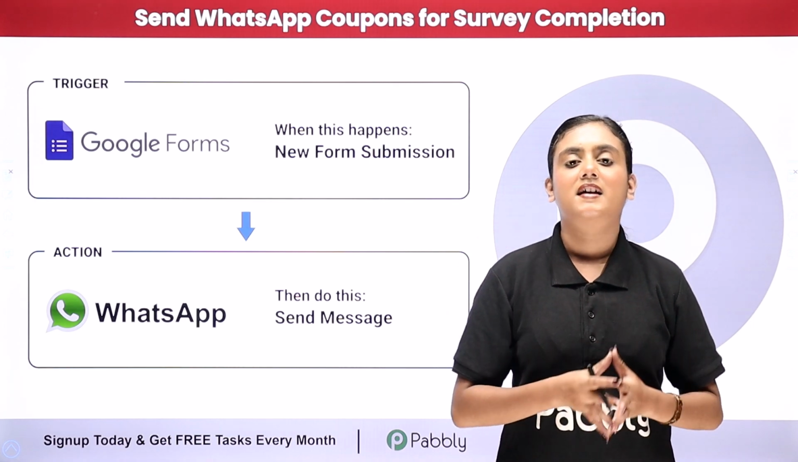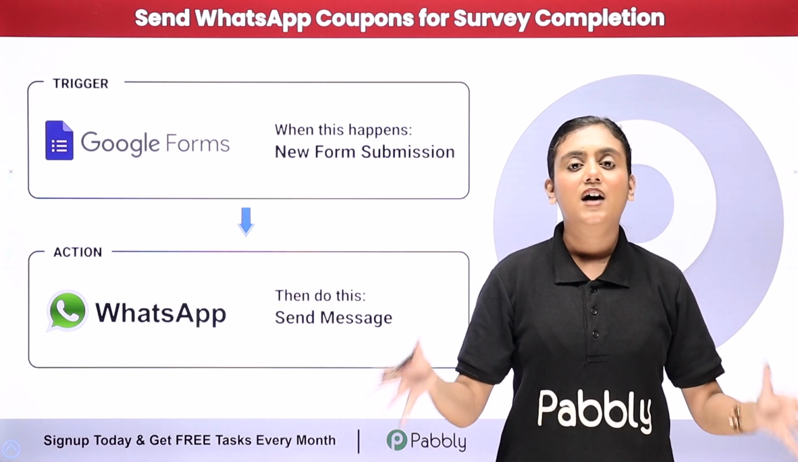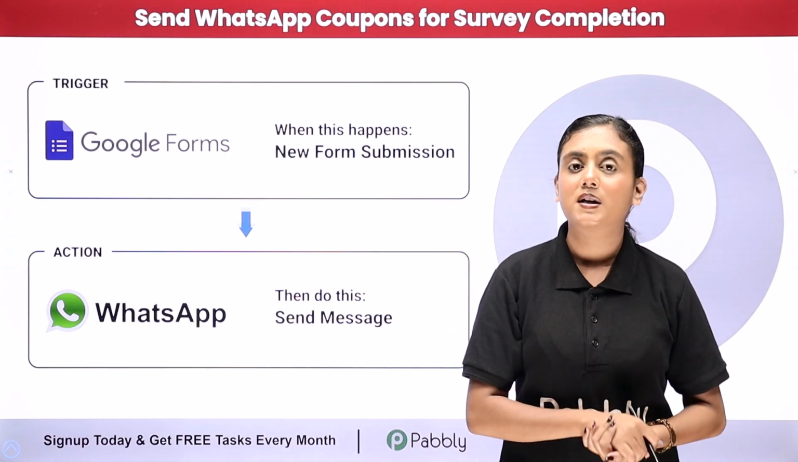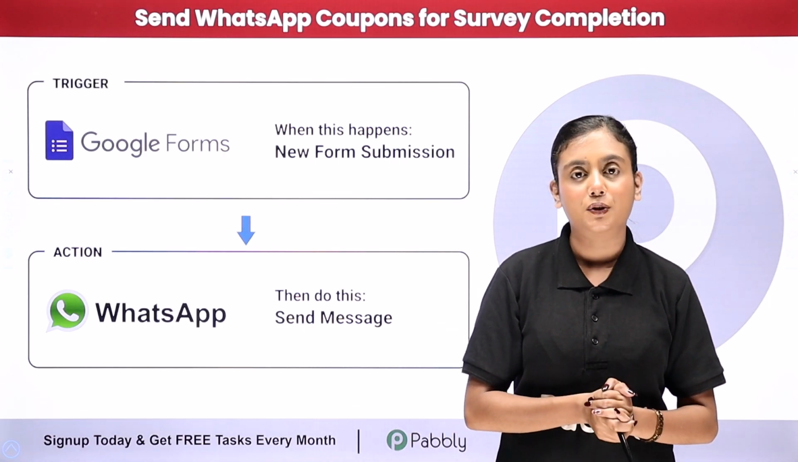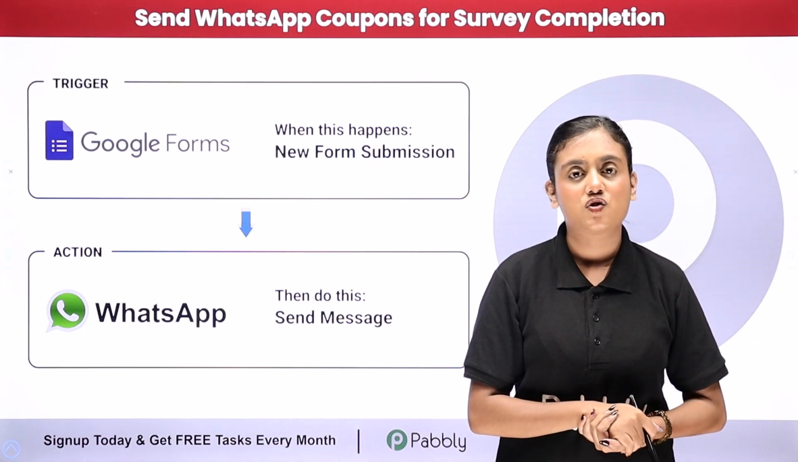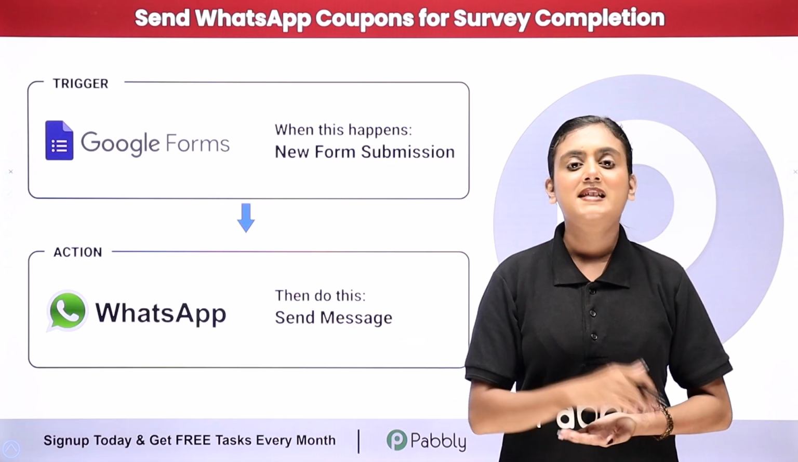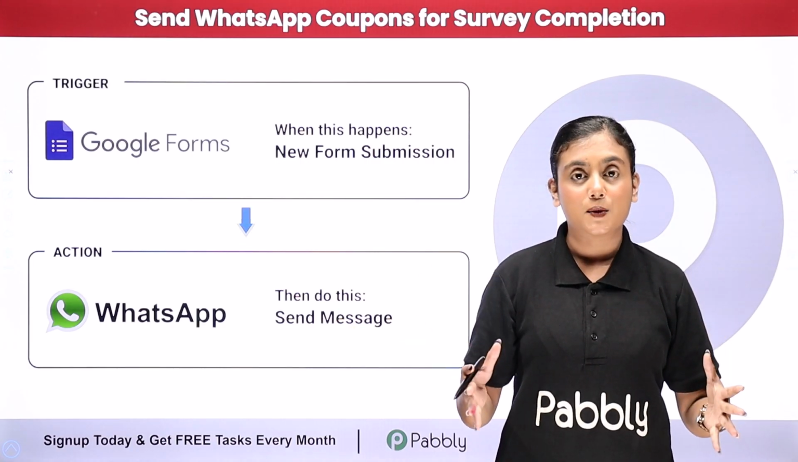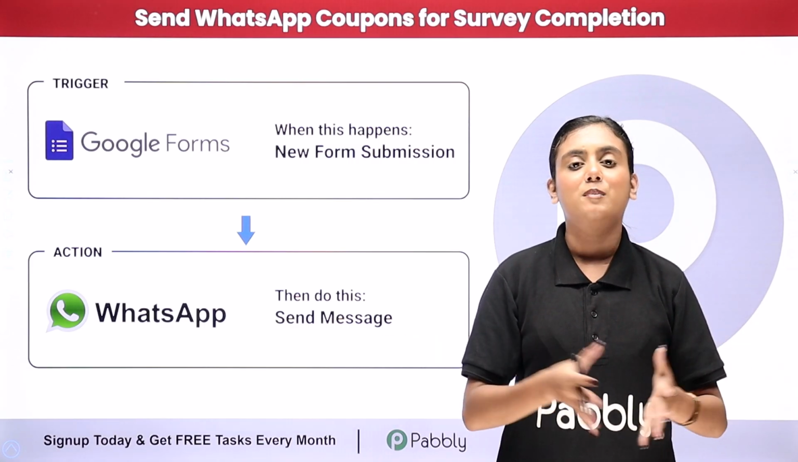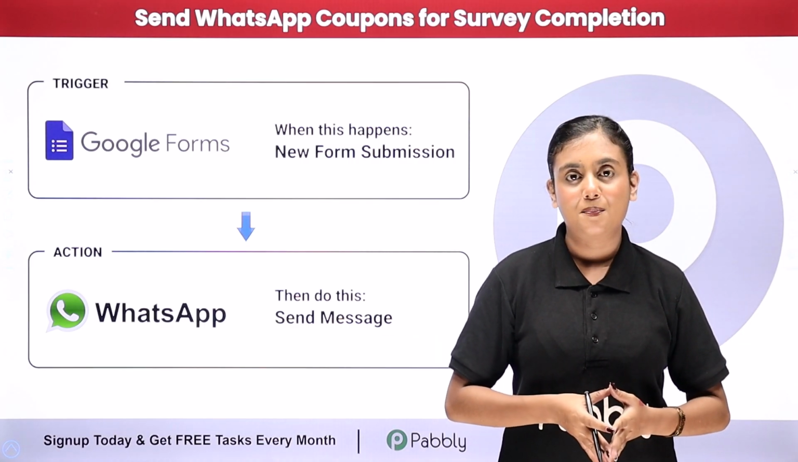I visited a restaurant recently and I have done a feedback form submission for the restaurant, and instantly on my WhatsApp I have received a coupon code. Now over here, do you think someone is sending me these WhatsApp messages manually? No. As a business owner, if you're going to do this process manually, it will be a very time consuming job. So to solve the problem, I have automated this entire process.